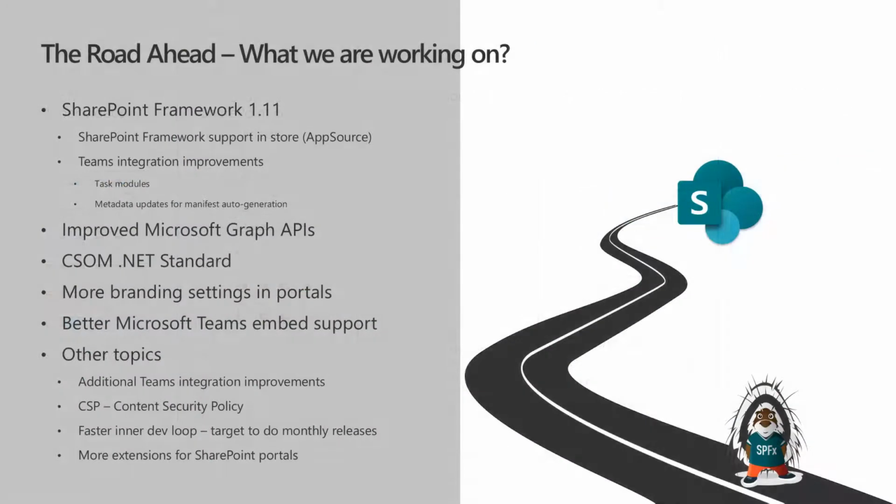Now, quick recap on the SharePoint roadmap, because these questions came up during the chat. So let's talk about this one briefly. Right now, what we're working on is SharePoint Framework 1.11. The primary reason why we're working on it is to make sure that the SharePoint Framework support for App Source and Office Store is in an optimal situation. So we're making small adjustments related to metadata auto generation, and making sure that all of that is working. We're also enabling task modules to be exposed as a SharePoint Framework solution. So that's one of the options here as well.